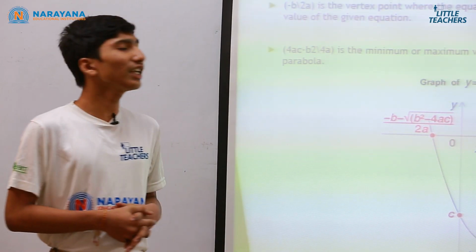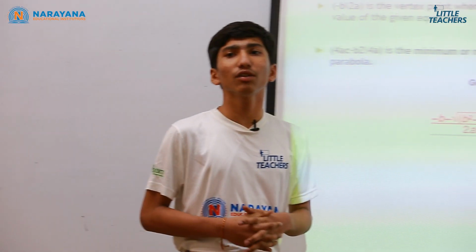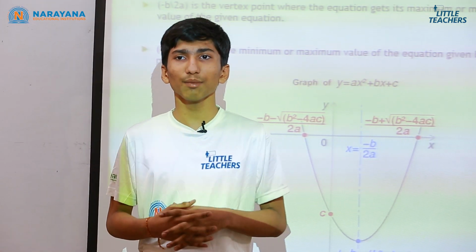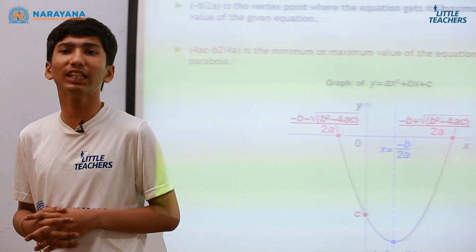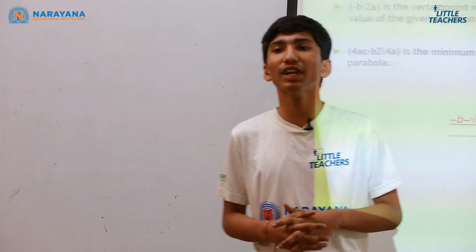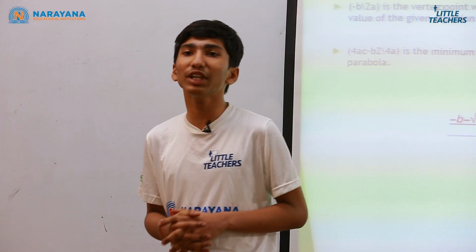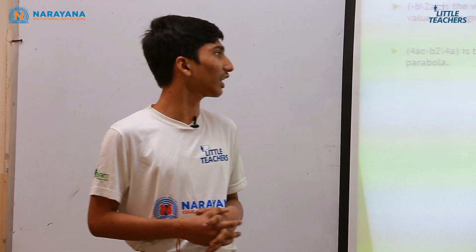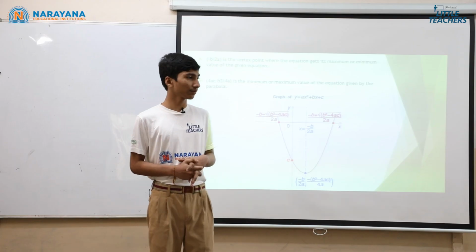So, here minus b by 2a is the place where we get the minimum or the maximum value of the given quadratic equation, and 4ac minus b square by 4a is the value of the minimum or maximum of the given quadratic equation.